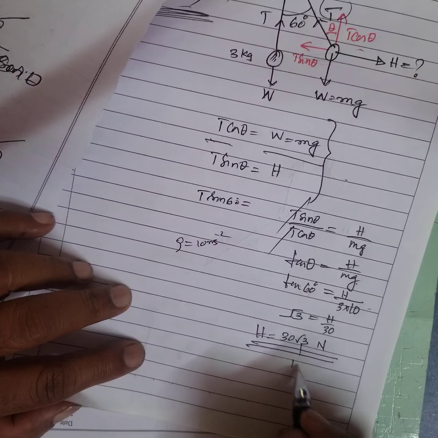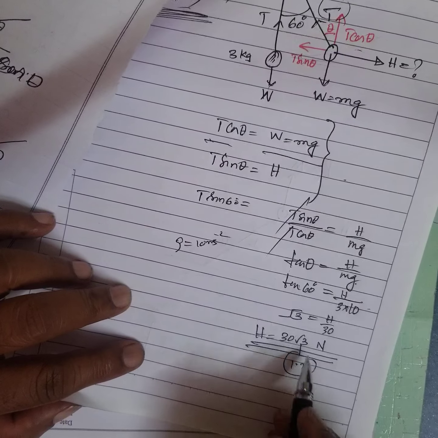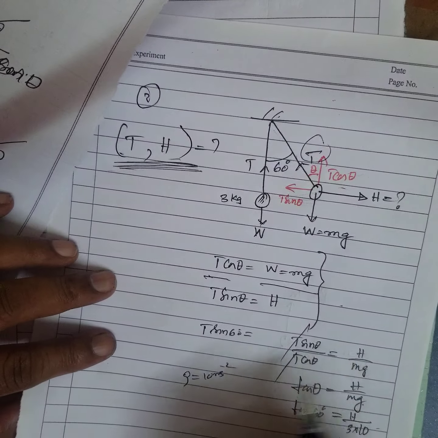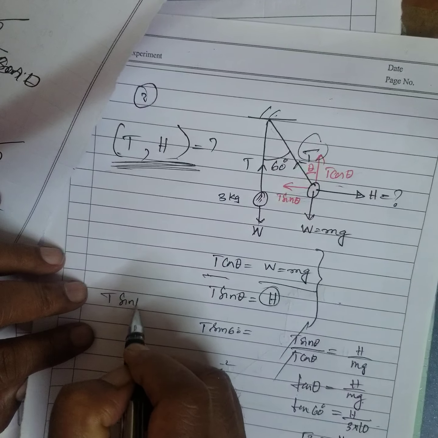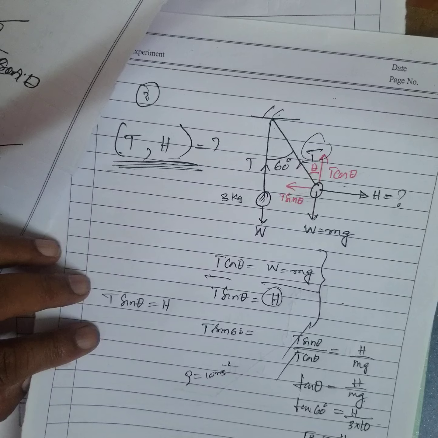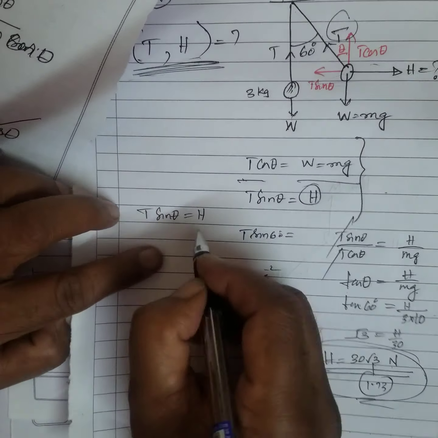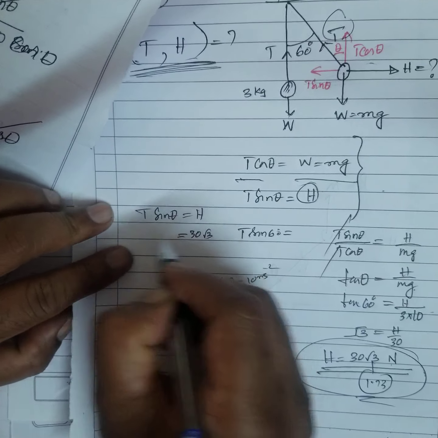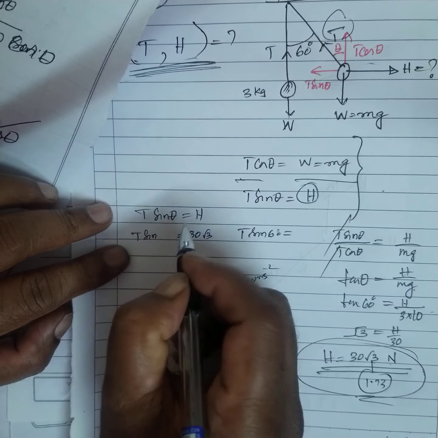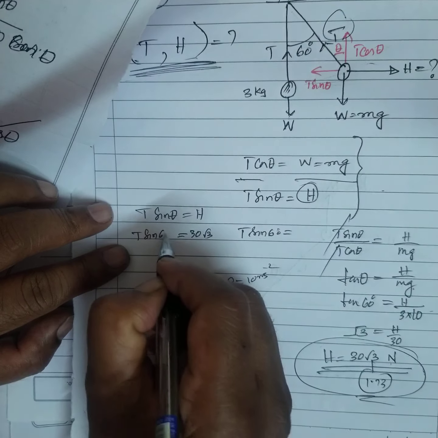Or this is 1.73. If you want, you can multiply and do something. That also you can do. What about the horizontal? You substitute here: T sin theta equals H. H is how much? H is equal to 30 root 3, T you don't know, sin 60.